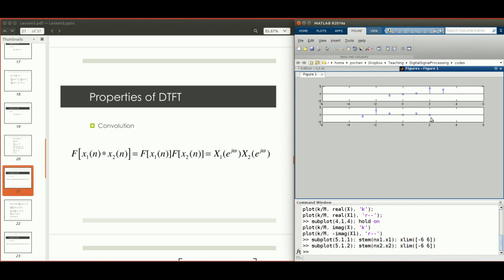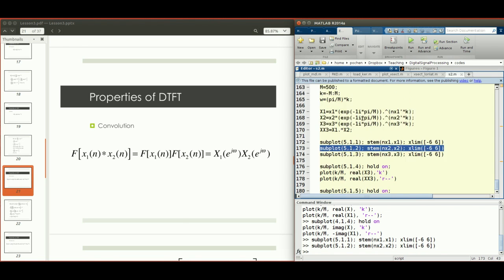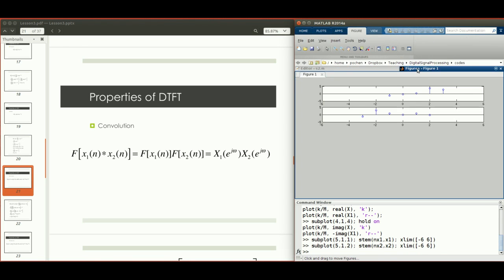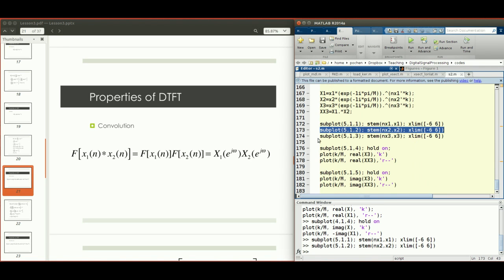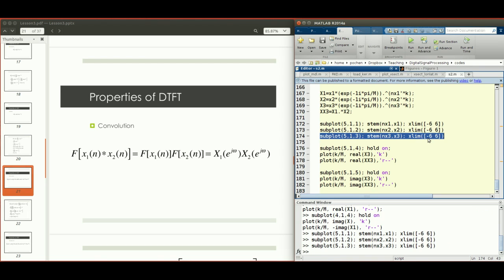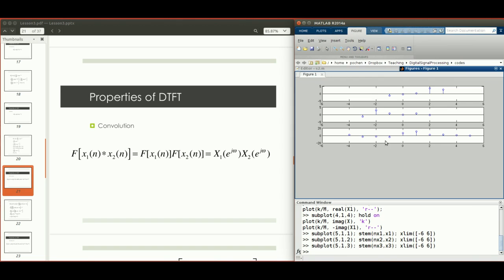Our second signal goes from -3 to 2. The first signal goes from -1 to 3, I think, right? And then the third signal is the convolution of the first and the second signal. That's a convolution of these two signals, the first signal and the second signal. The third signal is a convolution of these two.